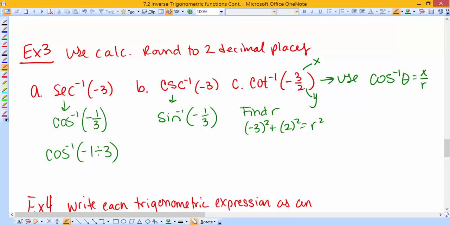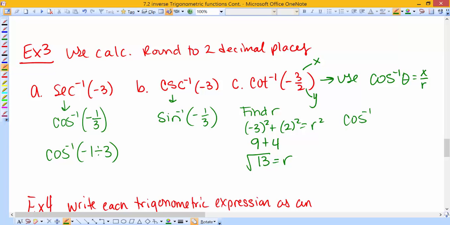Again, you could say 3 squared plus -2 squared equals r squared. But it is the x that is squared because cotangent inverse is quadrants 1 and 2, and the y is always positive in quadrants 1 and 2. So this is 9 plus 4, which is 13. So I would square root that. R is the square root of 13.